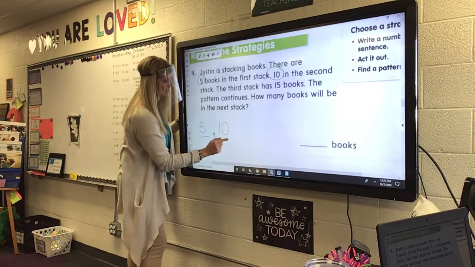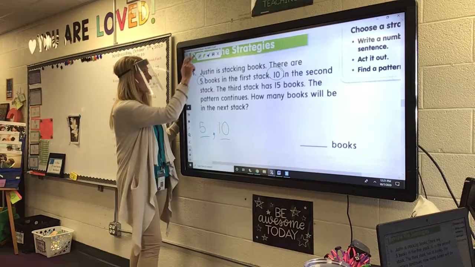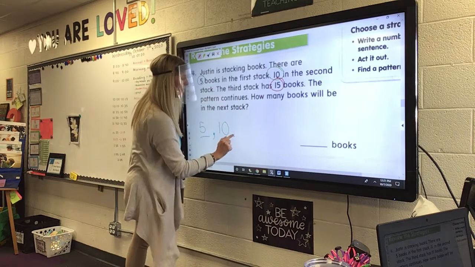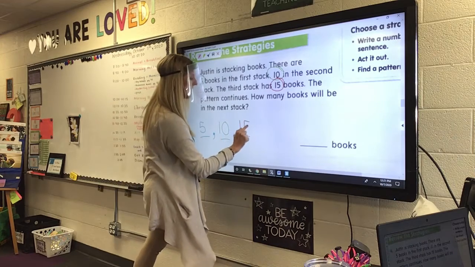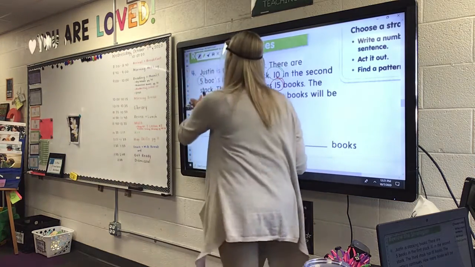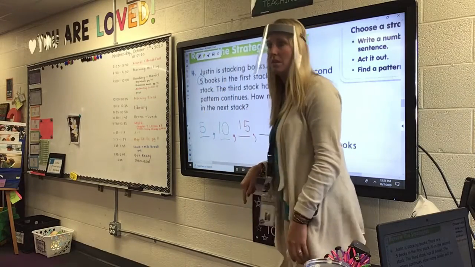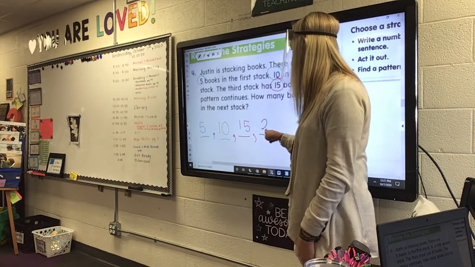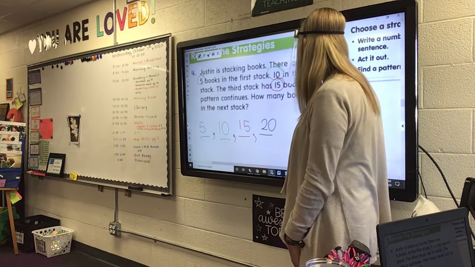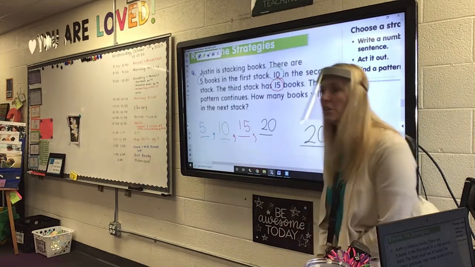Now the second stack is 10. And now the third stack. And what is the third stack? 15. And so if we're looking at this pattern, Eli, what would be in the fourth stack? 20. And 20 books would be our answer.